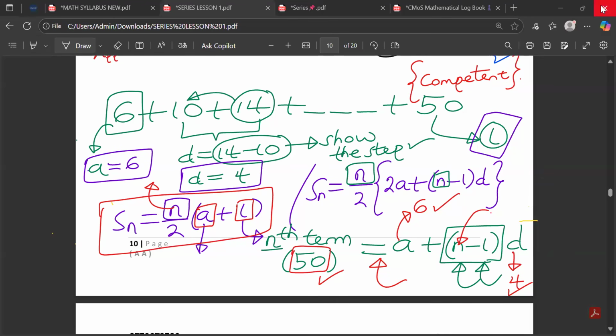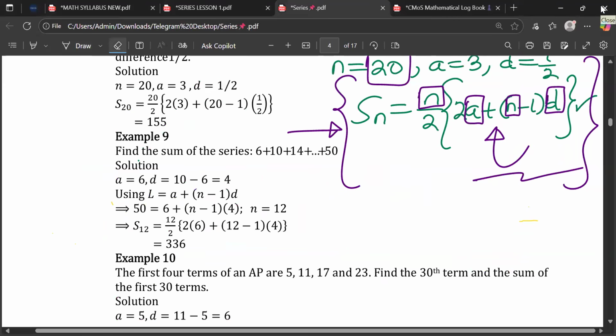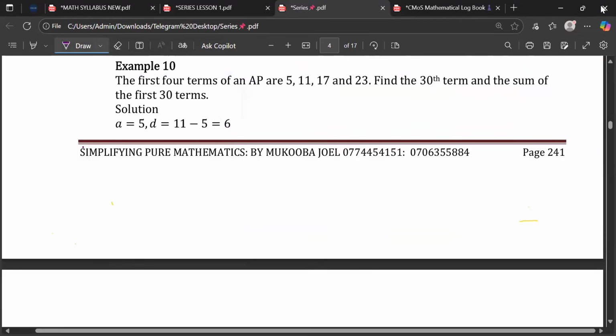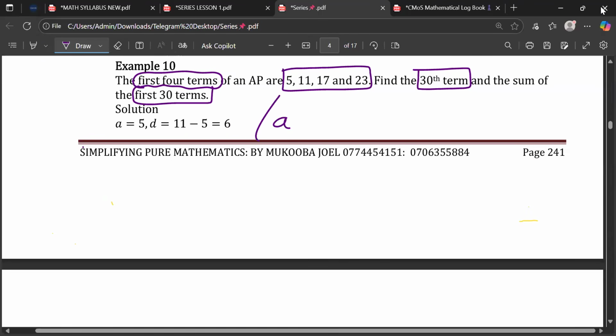So example 10. I don't know if people can even believe that we have so far covered 10 examples. Okay, they are saying the first 4 terms of an AP are these ones. They are the first 4. Then they are saying find the 30th term and the sum of the first 30 terms. Are you listening? So from that, we can realize that our A is 5 because it is the first term.